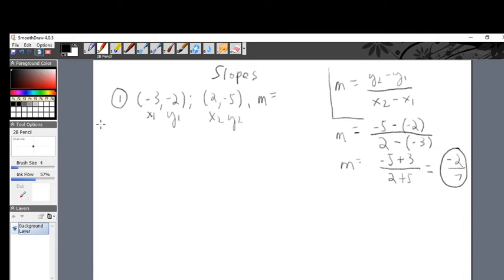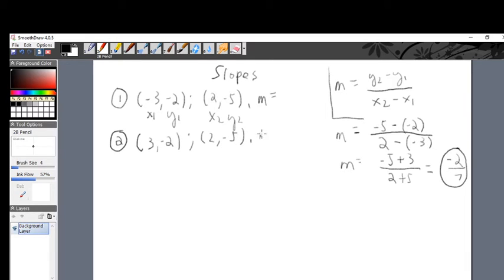Let's go on to another one. Let's try another one. Number 2. What is the slope of 3 comma negative 2, and between these 2 points, 2 comma negative 5? I changed it just a little bit.